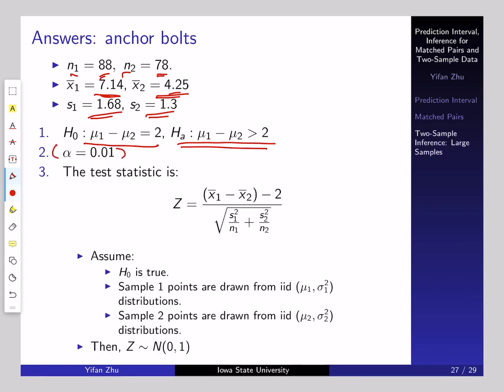If you are using p-value, then this one is optional. The test statistic is this. Assuming H0 is true, and the sample 1 points, so the 1/2 inch bolts measurements, are IID observations, and sample 2 are also IID, then the test statistic Z should be following a normal distribution.